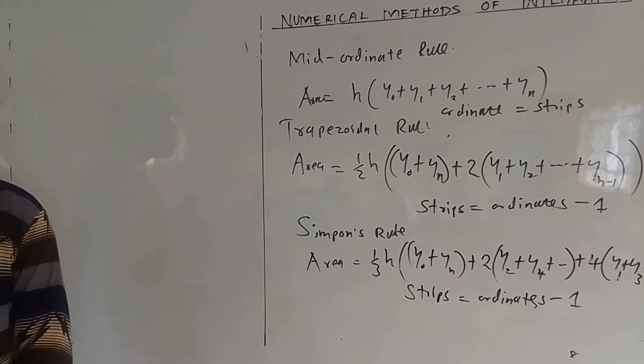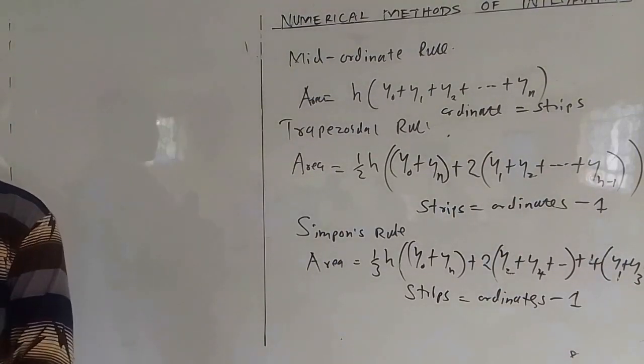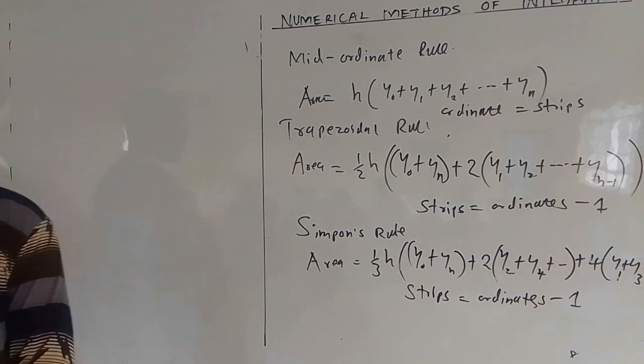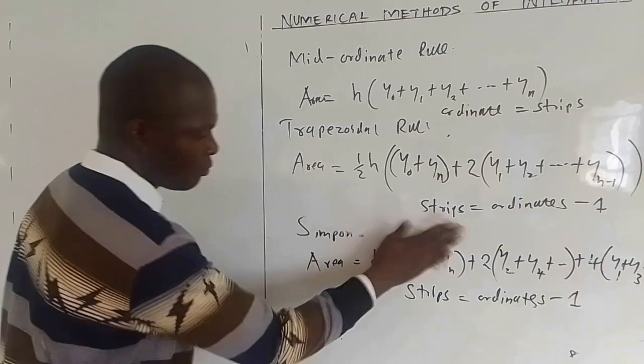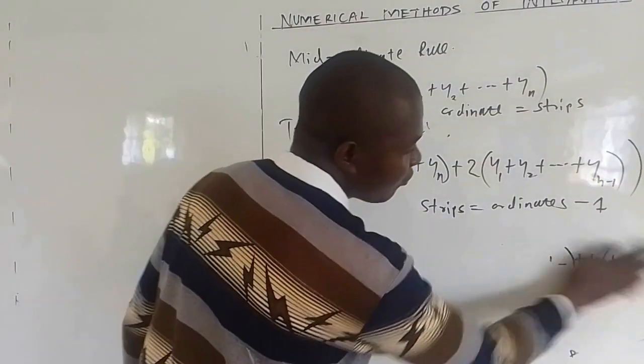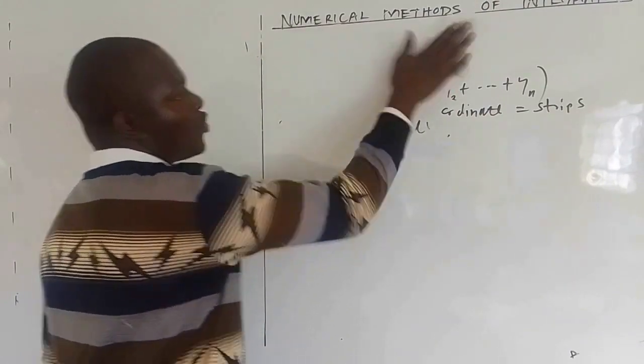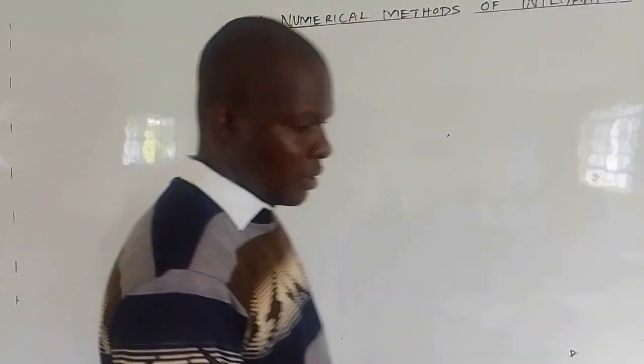Can we now see an example on how to use this method? Because writing the formula is not using the formula, isn't it? So can we now see how to use this formula?